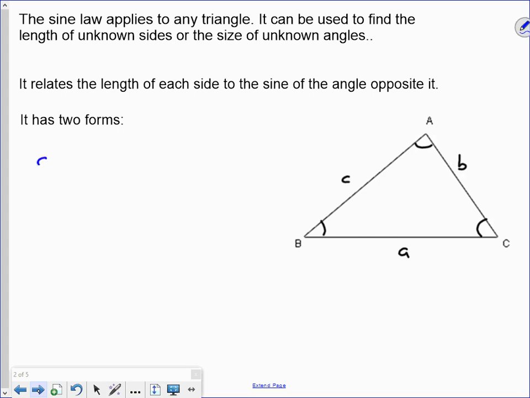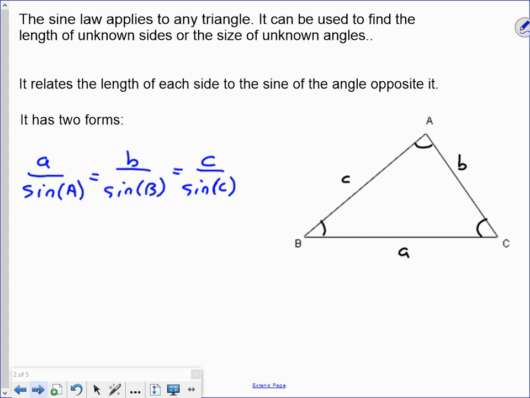It looks like a over sine of angle A, equals b over sine of angle B, equals c over sine of angle C. These are like the proportional statements we looked at when we were working with similar triangles. We have a three-term proportion. The ratio of the length of side a to the sine of angle A is equal to the ratio of the length of side b to the sine of angle B, which in turn is proportional to the length of side c divided by the sine of angle C.